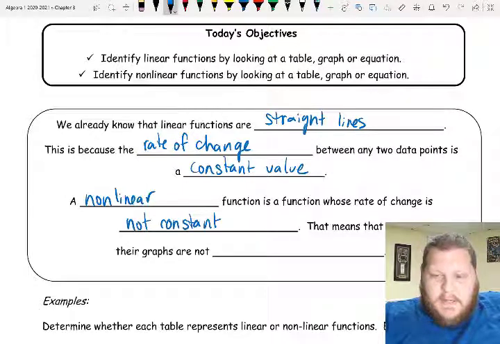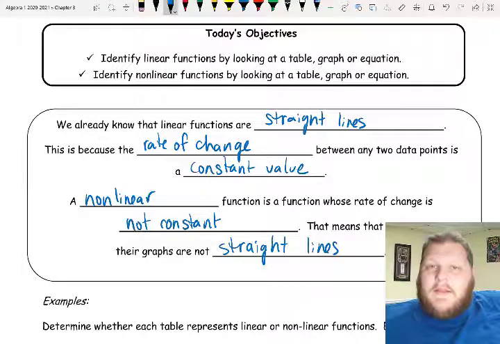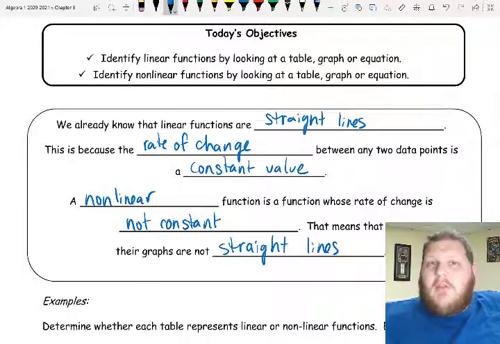That means that their graphs are not going to be straight lines. So they could be curved, they could have some bend in some way. Now, don't get yourself fooled, because they could involve straight lines, but that doesn't mean they're just a straight line. And there's one in particular that we'll take a look at that is just a regular straight line that's actually not a linear function, but that's more so because it breaks the rules of being a function in the first place. But we'll get to that a little bit later.